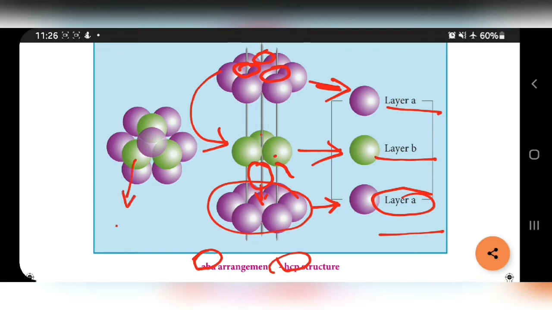This green atom is the second layer. Thus this tetrahedral void is covered by the third layer atom, that is, this pink color atom. So the tetrahedral voids of the second layer are covered by the spheres of the third layer.